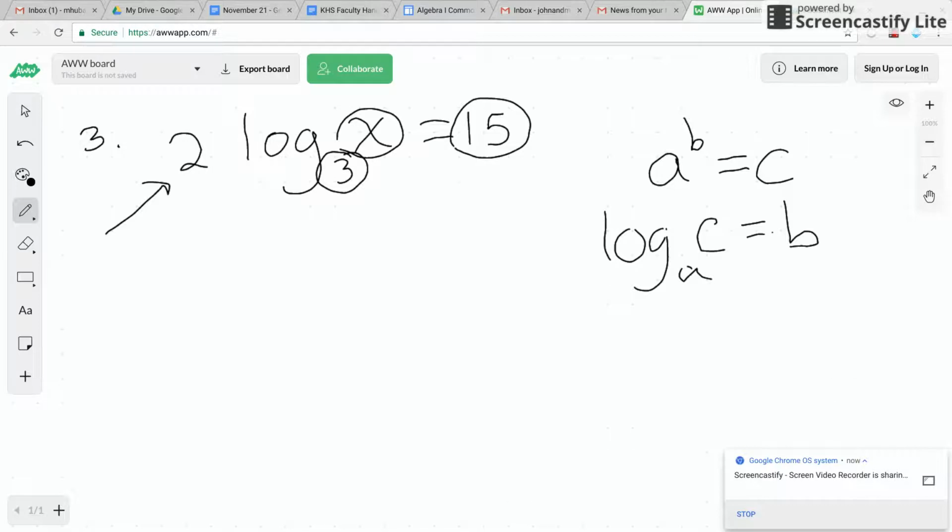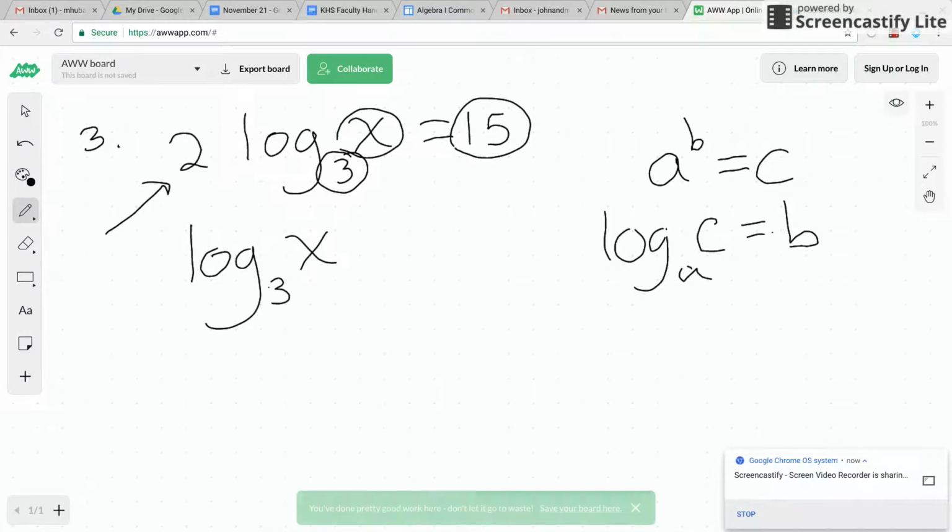So one way you could approach this problem to start is to just divide both sides of your equation by 2, and then that would allow you to write this in its basic log form. So you'd be left with log of x base 3 equals 15 divided by 2, which is 7.5.